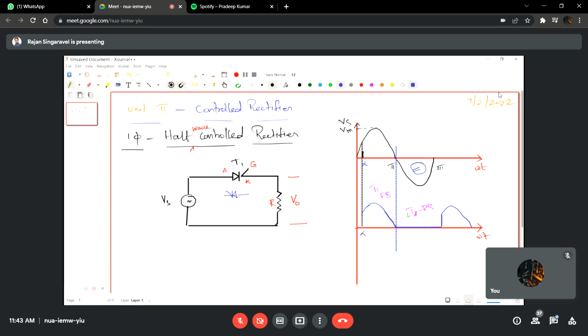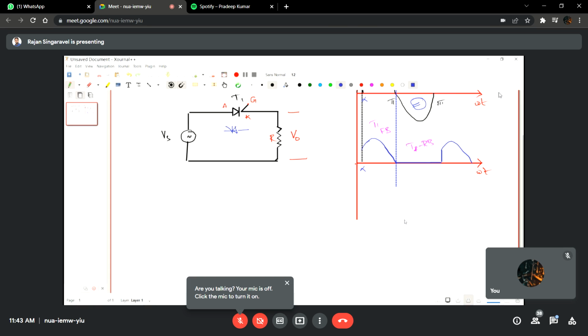Now we should try to derive the output voltage equations, both the average voltage equation and the RMS voltage equation. Let me do that.